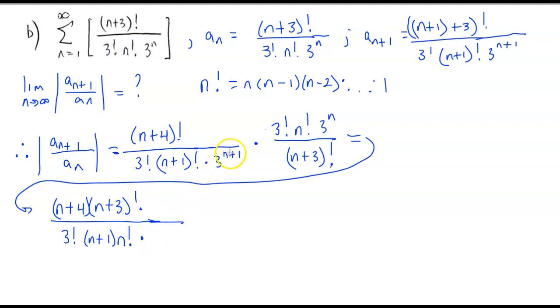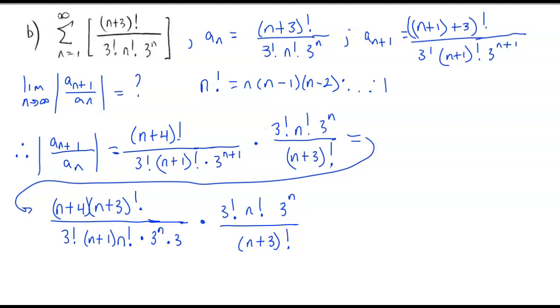And then here, 3 raised to the n plus 1 is the same as 3 raised to the n times 3 raised to the 1, which is just 3. So I'll go ahead and erase that. So now that we have that, then we multiply that times 3 factorial times n factorial times 3 raised to the n, all over n plus 3 factorial.